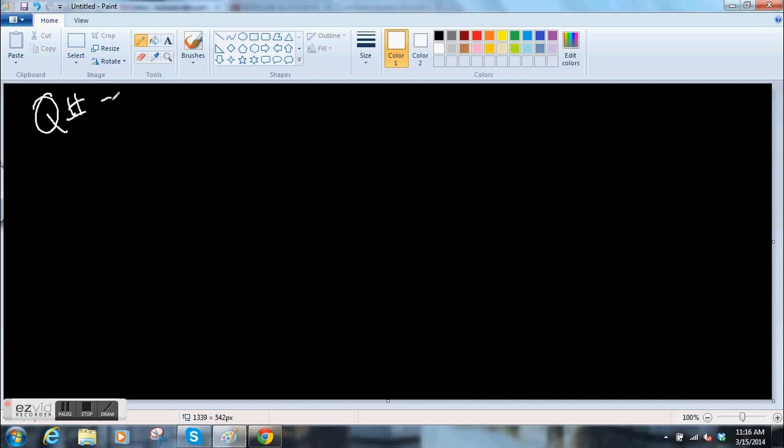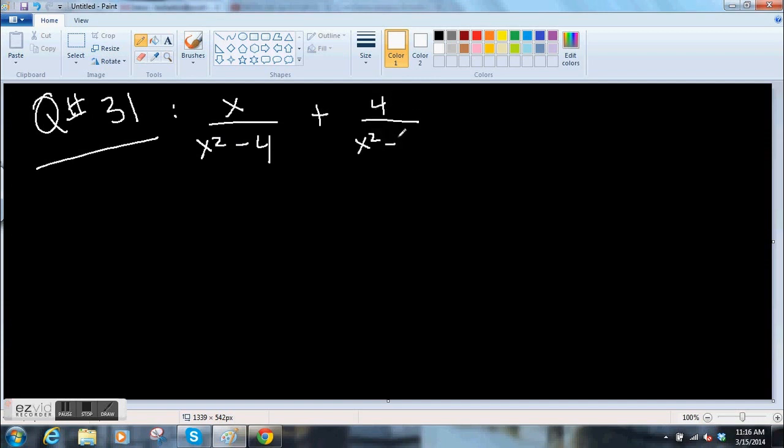Question number 31 is x divided by x squared minus 4, plus 4 divided by x squared minus x minus 2, minus x minus 2 divided by x squared plus 3x plus 2. We can't just cancel, because these are plus and minus. You can only cancel when it's multiplied. So the first thing I want to do is get everything on the same line so I can cancel.